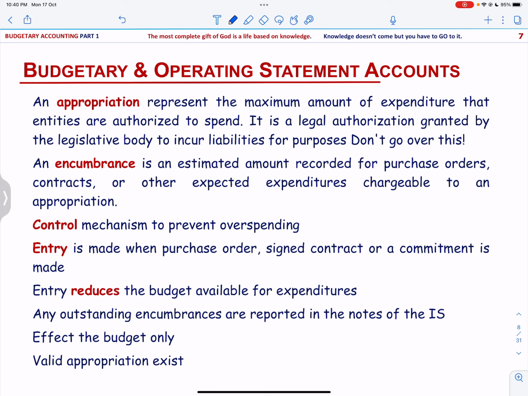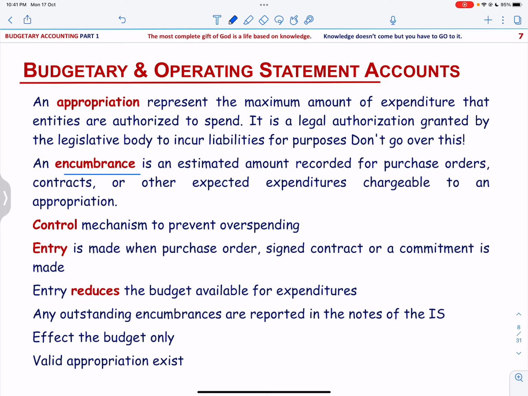This is the legal authorized grant by the legislative body to incur liabilities for a purpose. The authorized body cannot spend more than this, or they will be penalized. The fifth and the last budgetary account is the encumbrance. An encumbrance is an estimated amount recorded for purchase orders, contracts, or other expected expenditures chargeable to an appropriation.